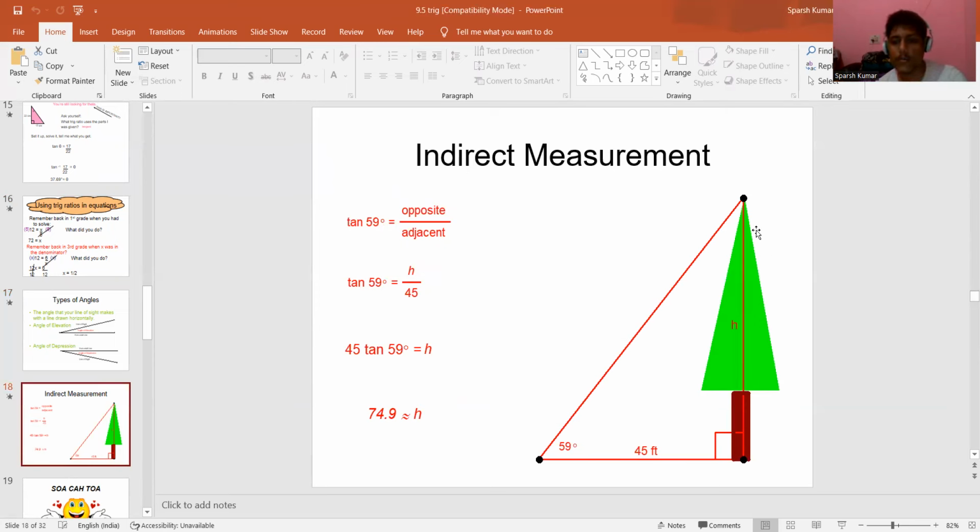Suppose in this given example, we have a Christmas tree in conical shape, which is 45 feet from the left of the ground, where you can assume someone is standing at this point. The angle of elevation is 59 degrees. So we can find the height of the tree. Tan 59 equals h by 45. So h would be 74.9.